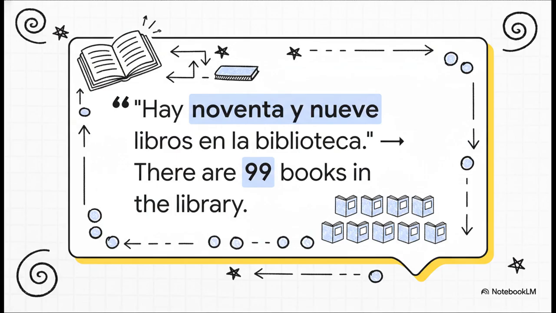Let's see this pattern in action with a big one, 99. You just grab noventa for 90, pop in y and then nueve for 9. Noventa y nueve. 90 and 9. It really is that straightforward. You can literally construct any number you want now, all the way to 100.